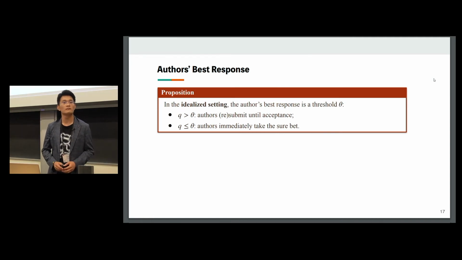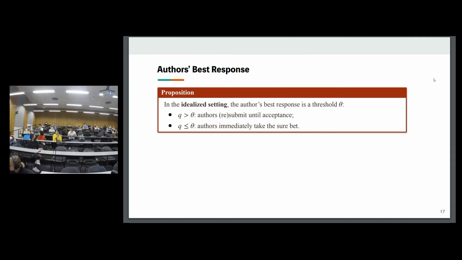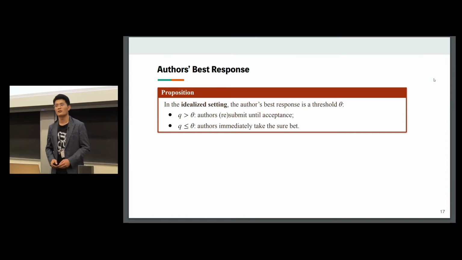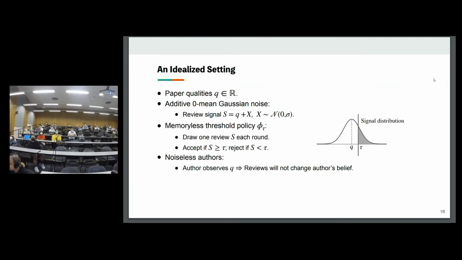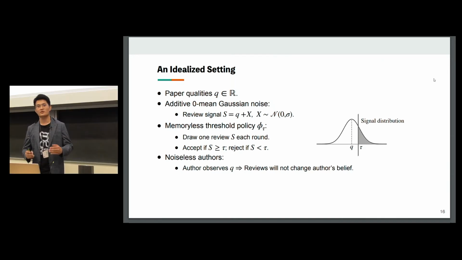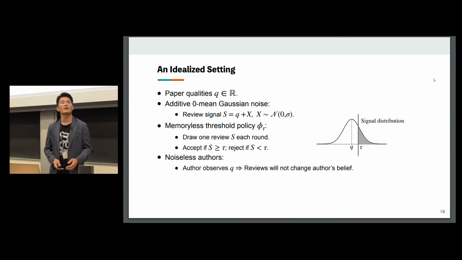Sorry, can I just ask a clarification? Where does the prior P play into your model? Right, the prior P is the paper's quality prior. Right. But if the author knows the exact quality and the reviewer also sends a signal that's just the true quality plus some noise, why does the prior matter? Right, so the prior matters to the conference because the conference will set a threshold. Yeah. The threshold is in... Yes, exactly.